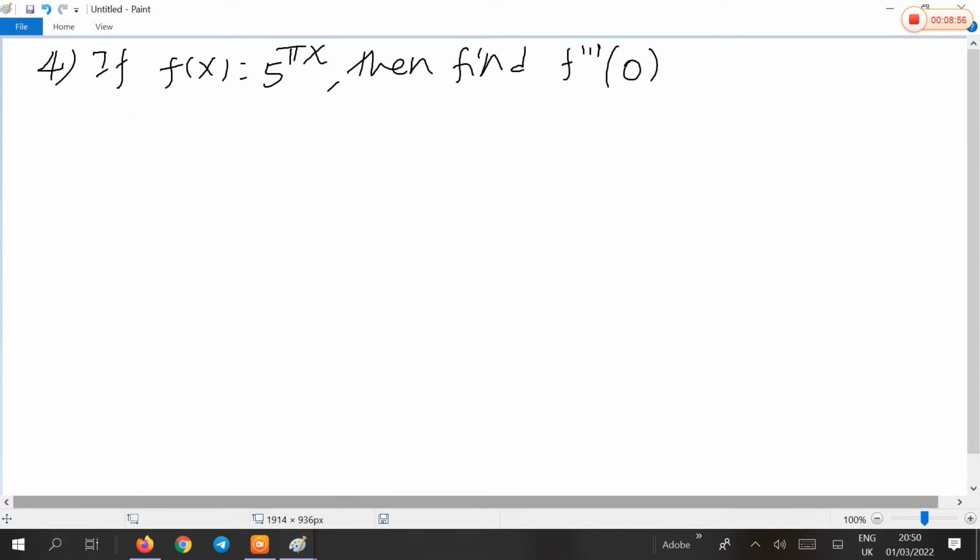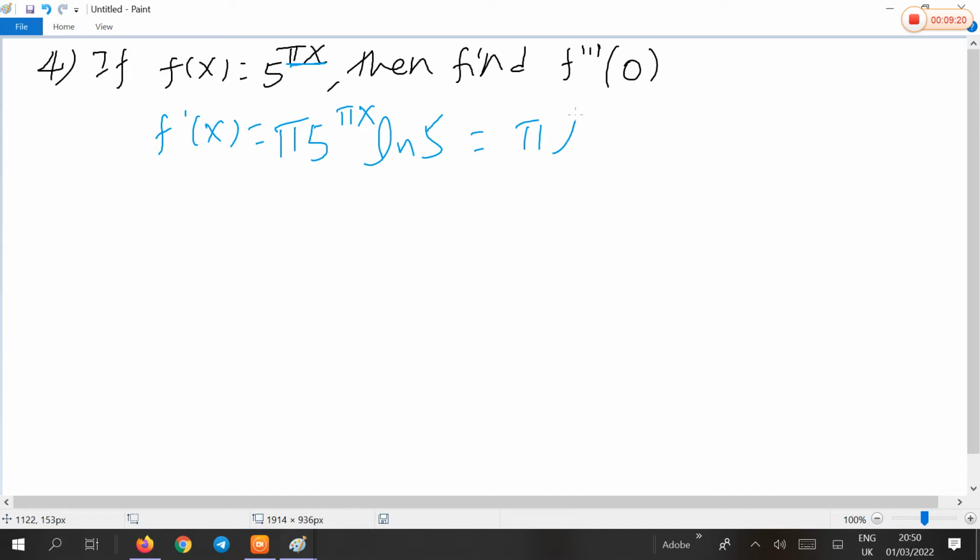The fourth question is, if f of x is given by 5 to the power of pi x, then find the third derivative at 0. So the first derivative at x will be 5 to the power of pi x times ln 5, natural logarithm of 5, times the derivative of pi x, which is pi. So it will be pi times ln 5 times 5 to the power of pi x.